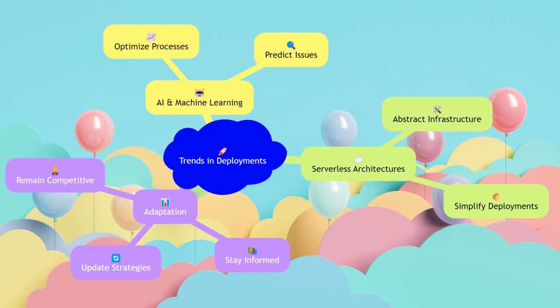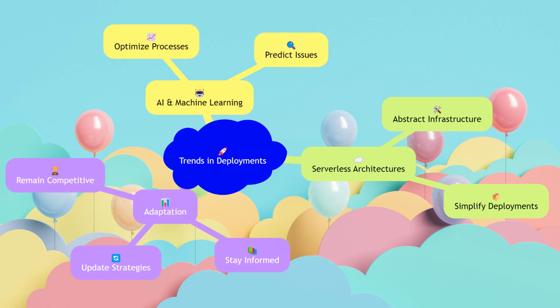The field of deployments is constantly evolving, with new trends and technologies emerging. One such trend is the increasing use of AI and machine learning to optimize deployment processes and predict potential issues. Another trend is the adoption of serverless architectures, which simplify deployments by abstracting away infrastructure management. As these and other trends continue to develop, organizations must stay informed and adapt their deployment strategies to remain competitive and efficient.